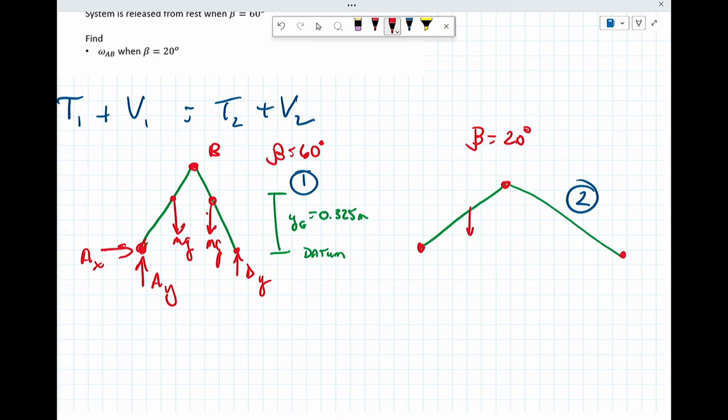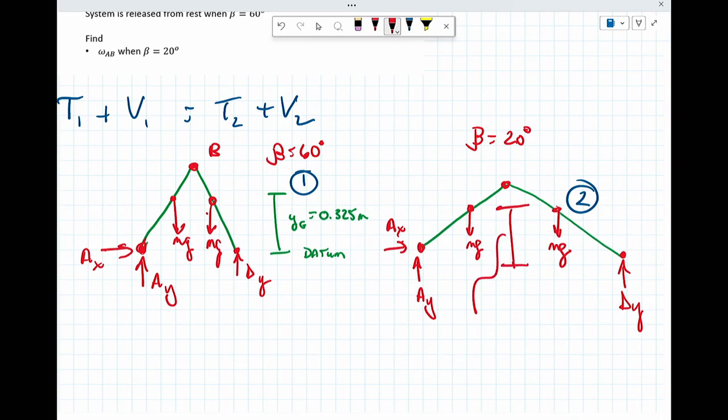You have weight, AY, AX, DY, and the only thing that you really are kind of stuck with is what this height is, and that height from the geometry is 0.1283 meters. So it's gone up, or it started at a high point, it goes down, and as it goes down, it's going to gain kinetic energy and lose potential.